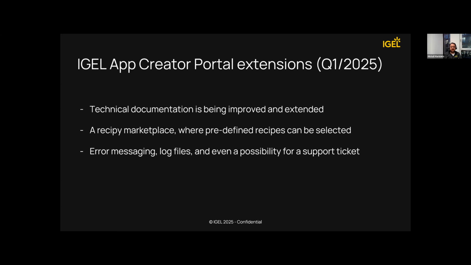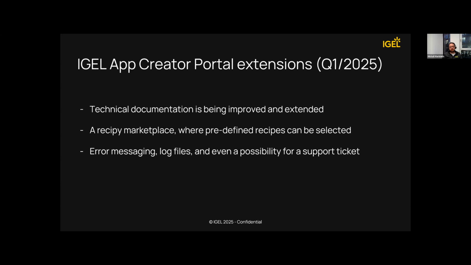We are planning to integrate a recipe marketplace so that you can go to the App Creator Portal and find predefined recipes which you can right away select, so that you don't have to search for any other site or wonder where to find the recipe. There is a bunch of predefined recipes which are available, and we are going to display them in the App Creator Portal so that you can easily select an existing recipe. We will put some additional information, some description. What kind of recipe is that? What is it good for? What can you do with that? So that is the idea behind that.